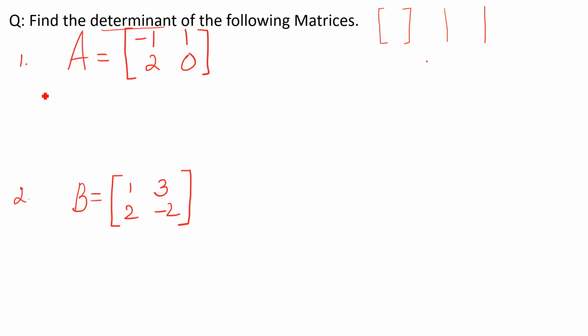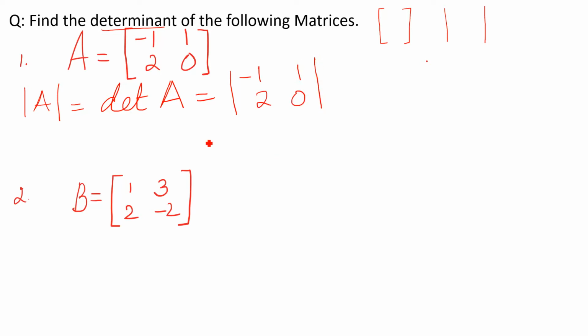First of all, we will write this matrix in the form of a determinant. So the determinant of A is represented like this. This is the determinant of A, or we can write det A. Both are the same. Here we write the entries which we have, but between two straight lines. So how will we solve it? How will we find the determinant?